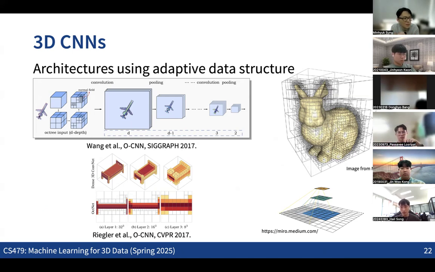So this was a possible idea for increasing efficiency in making 3D convolutional neural networks, while the implementation becomes way more difficult, because we need to somehow perform the convolution operation with adaptive resolution. That becomes extremely challenging, but it's doable.